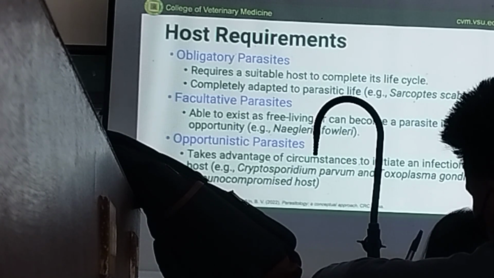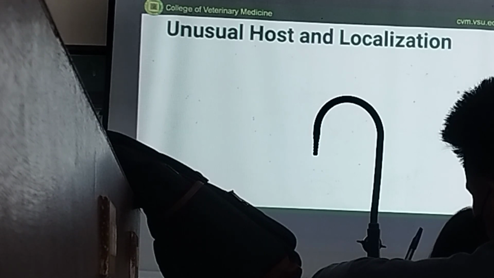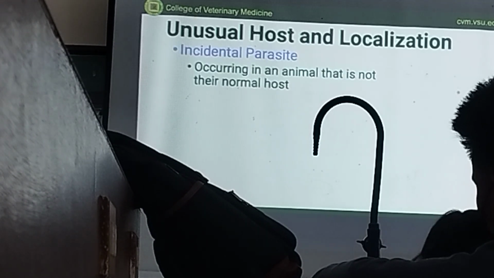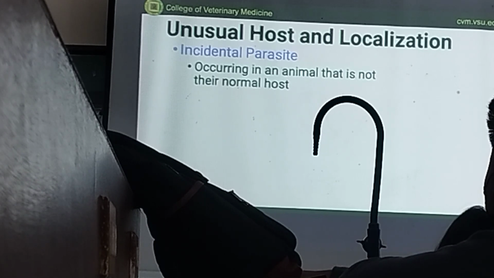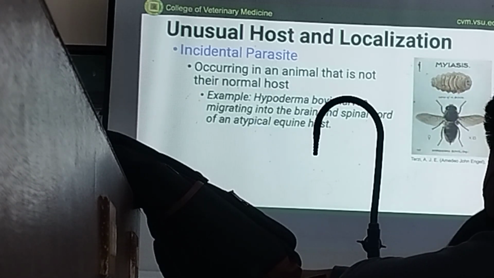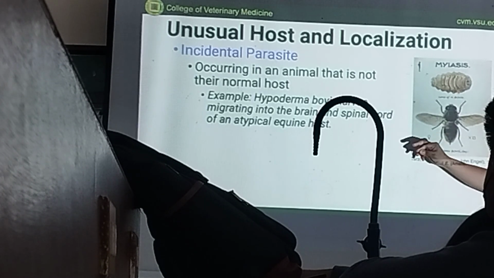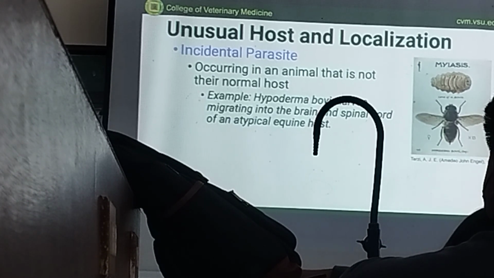Then we have also unusual host and localization, incidental parasite, when it's occurring in an animal that is not their normal host. For example, a parasite in cattle occurring in equine horses. So the effect is a little bit different but severe.